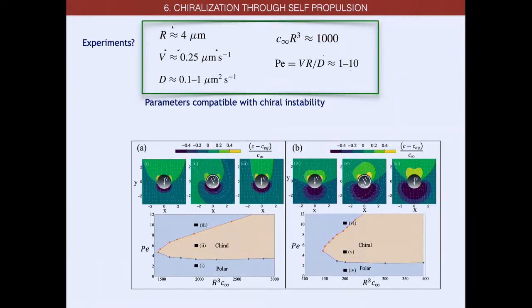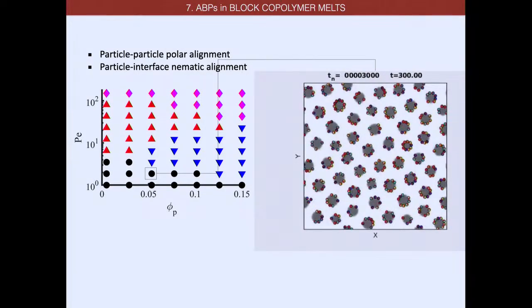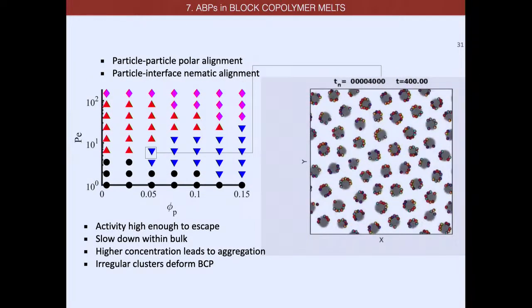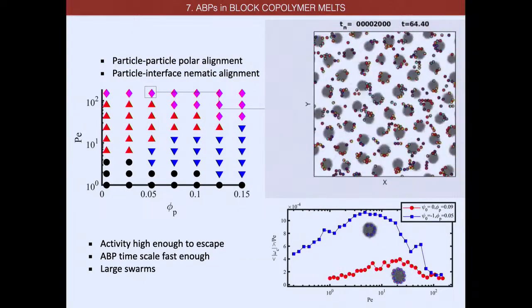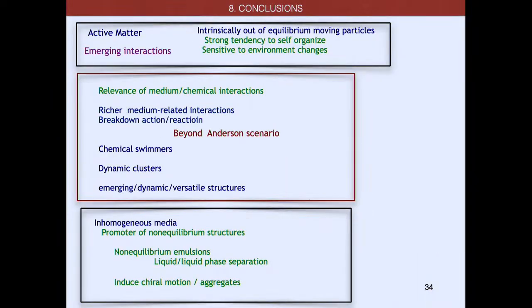There was a last part showing that activity can also create spontaneous chirality, but I will try to skip that, sorry, because I have to go through all these movies. Simply to say that I hope to show you the importance of the medium and the chemical interactions and how that can lead to new scenarios to manipulate these clusters dynamically, both in the case of self-diffusiophoresis for colloids, and also in the case of inhomogeneous media, how we can promote or stop these phase separations and generate new non-equilibrium structures.